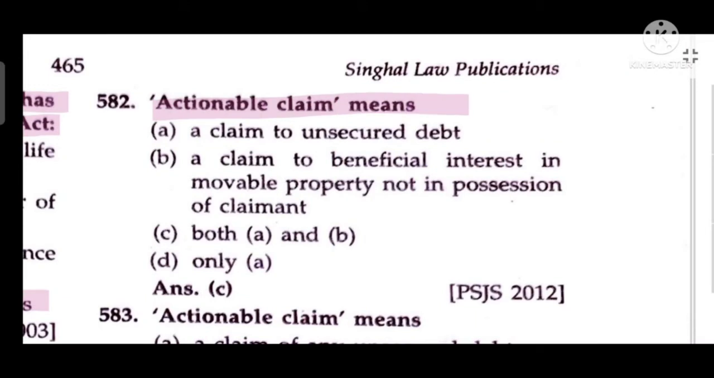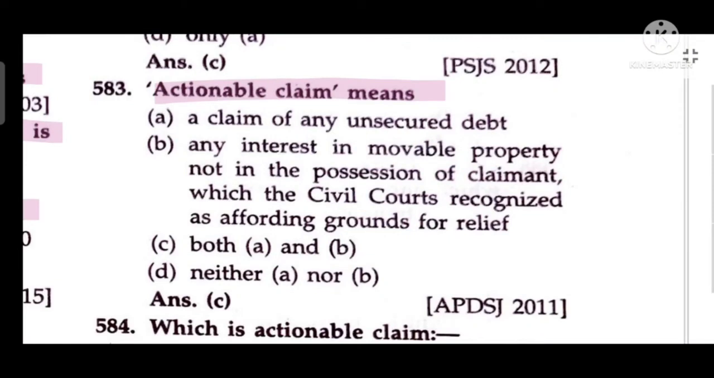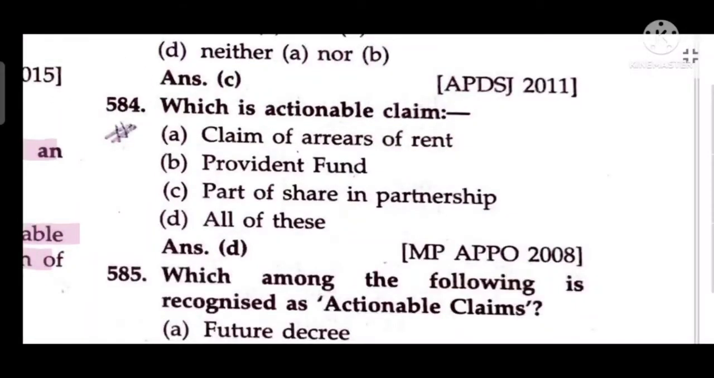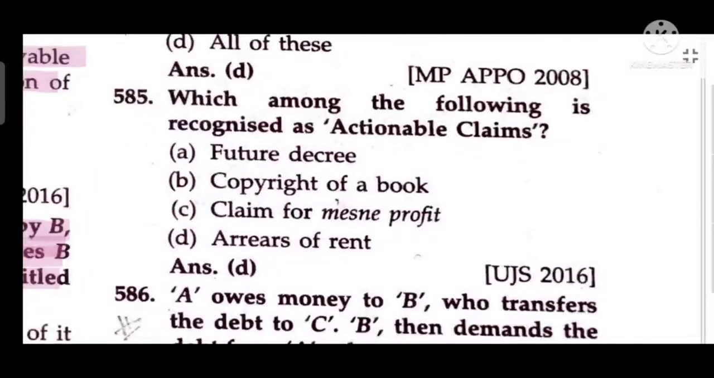Actionable claim means a claim to an unsecured debt, or a claim to a beneficial interest in movable property not in the possession of the claimant, which the civil court recognizes as affording grounds of relief. Which is an actionable claim? Claim of arrears of rent, provident fund, part of share in partnership. Which among the following claims is recognized as an actionable claim?